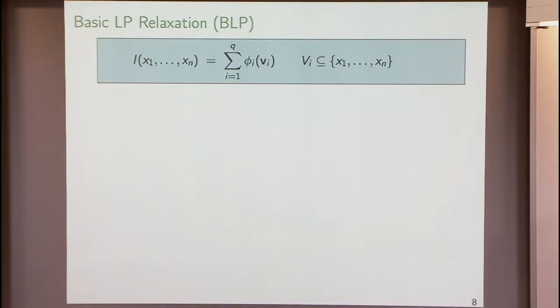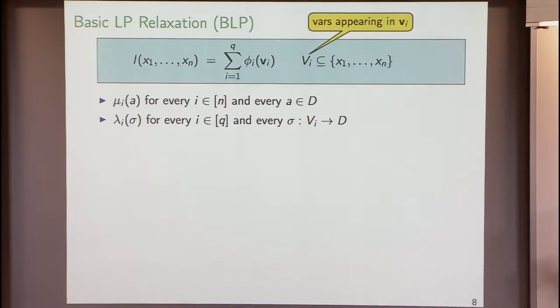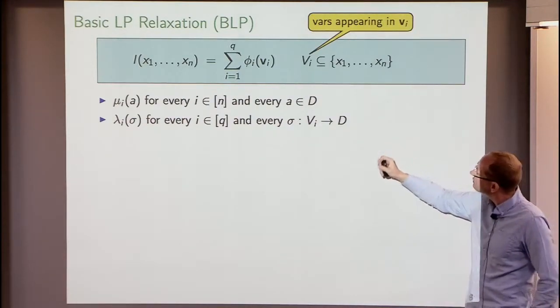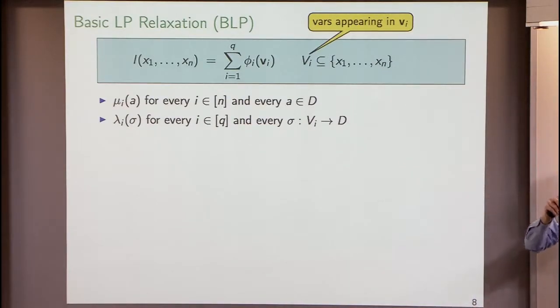So what is it? The intuition is that you have two sets of variables in the LP relaxation: mu's and lambdas. The mu's are indicator variables indicating whether the ith variable, xi, gets assigned label a or not. So it's a 0-1 valued variable. And similarly, lambdas are indicator variables for the ith term in the objective function being assigned partial assignment sigma, where sigma is of the appropriate length.